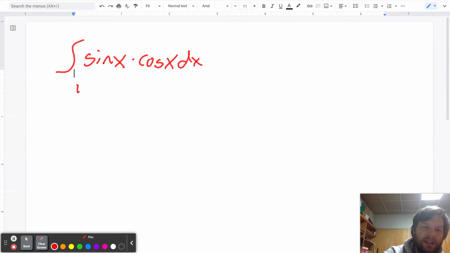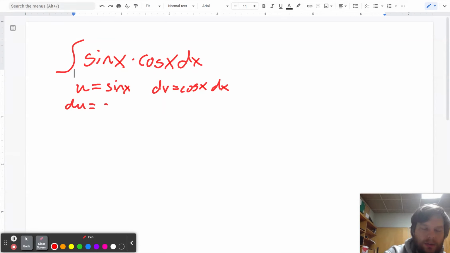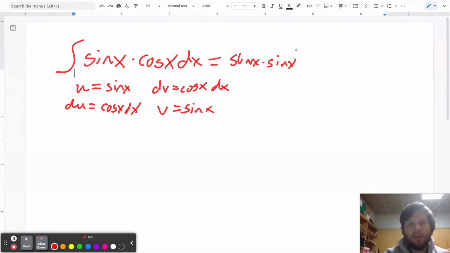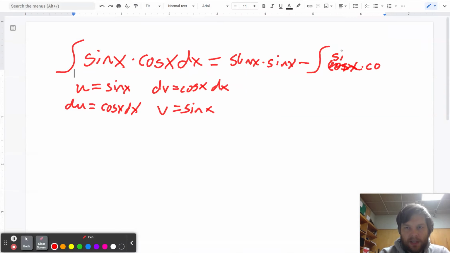So, for example, I could say let u equal sine of x and dv equal cosine x dx. It's pretty arbitrary which one you choose. So then du is equal to cosine x dx and v is equal to sine of x. So you see that this is equal to u times v minus the integral of v, which is sine of x, times du.